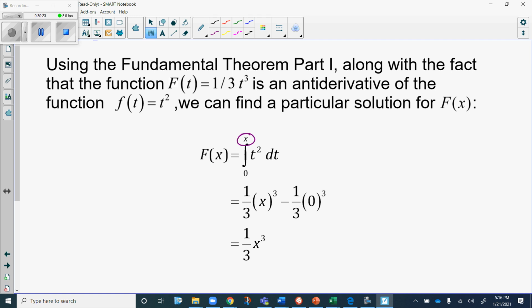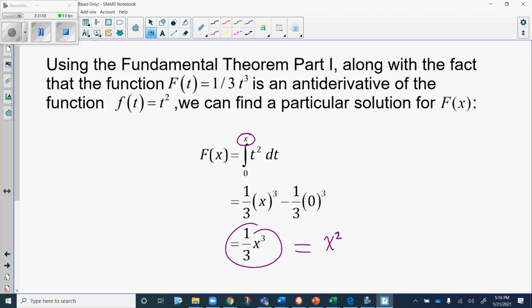And so what we do is take the antiderivative. Use the fundamental theorem part 1, along with the fact that f of t equals 1/3 t cubed is the antiderivative of t squared, we can find the particular solution of this problem to be 1/3 x to the third power. Now, obviously, if I take the derivative of this, that would give me 1x squared.